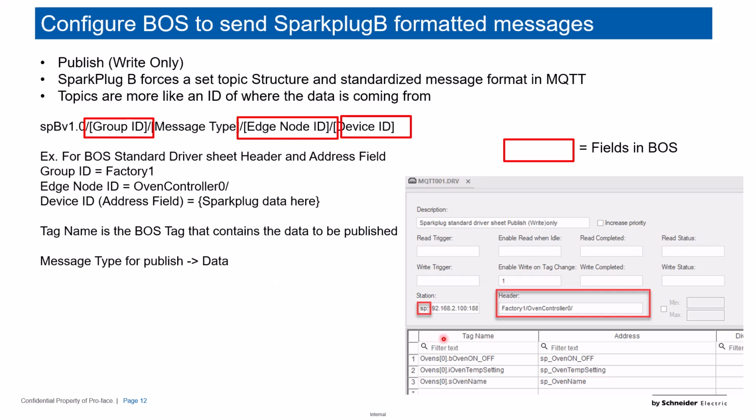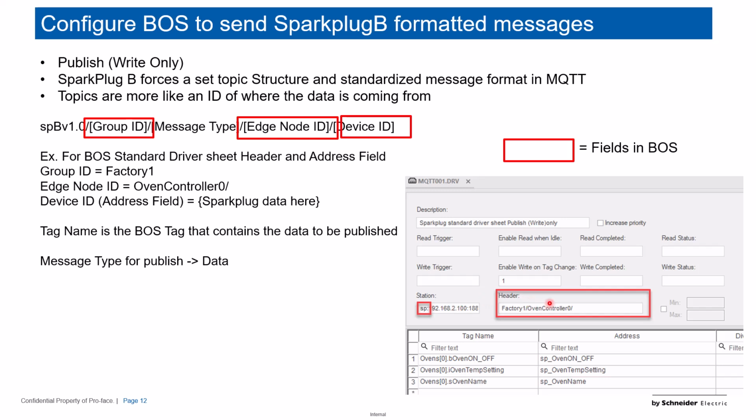Note a couple of things here that we haven't talked about in the previous videos. Instead of using a main driver sheet, in this case we're using a standard driver sheet. And what you can see I've done here is enable write on tag change. So when any of these tags changes value, we're going to publish to the broker. All you have to do in Blue Open Studio to send Sparkplug B formatted data is append SP with the colon onto the station number.